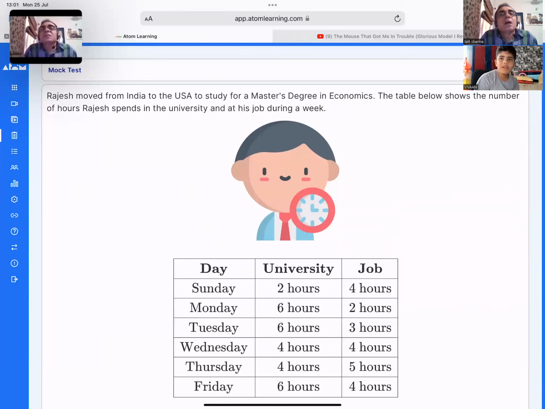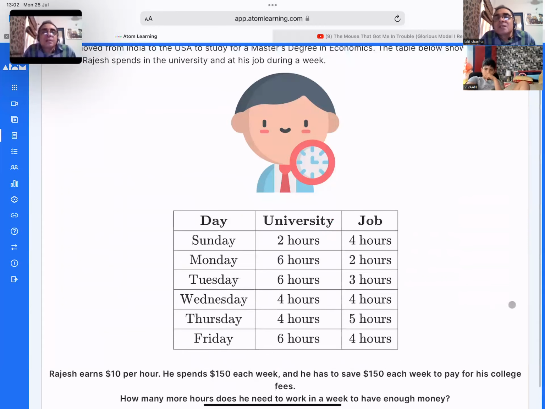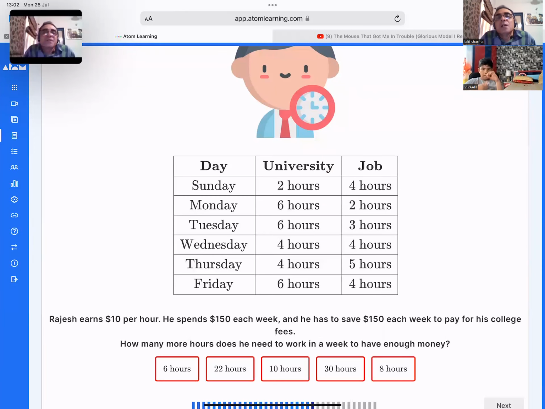Rakesh moved from India to USA to study for a master's degree in economics. The table below shows the number of hours Rakesh spends in the university and his job during the week. So, Rakesh, Sunday is 2 hours for us. University time is different. Job time is different.